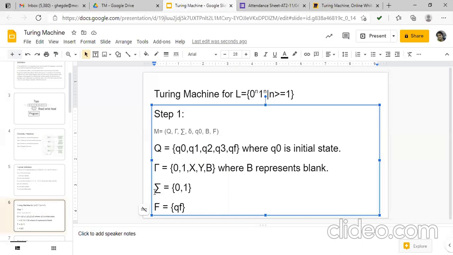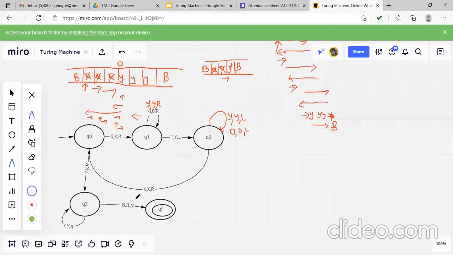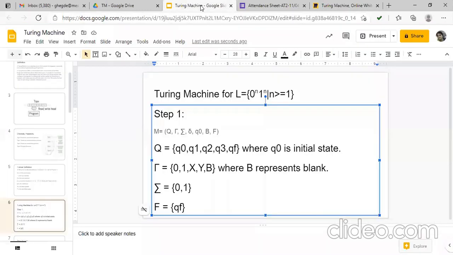Okay, we know what the input is: 0 and 1. We have taken qf as the final state, right? And then initial state we have taken q0. यहाँ पे mention हो गया है. You can write q0 is equal to q0, and for blank we have taken b itself. If you see here, we have taken capital B for blank representation. Okay, this is your step number 1.